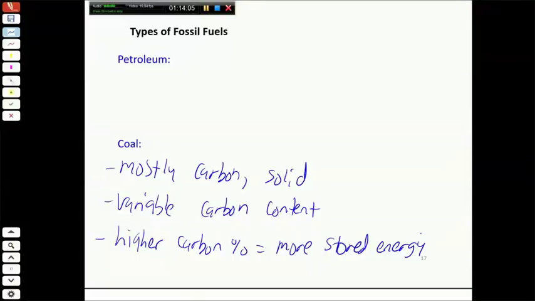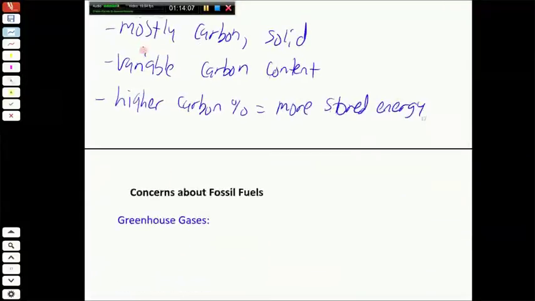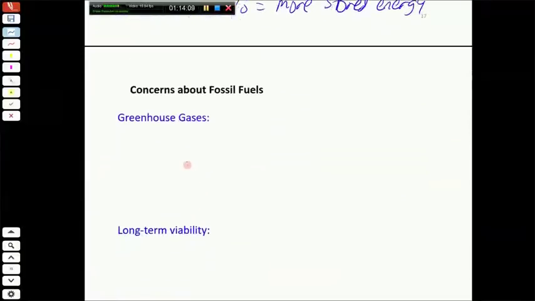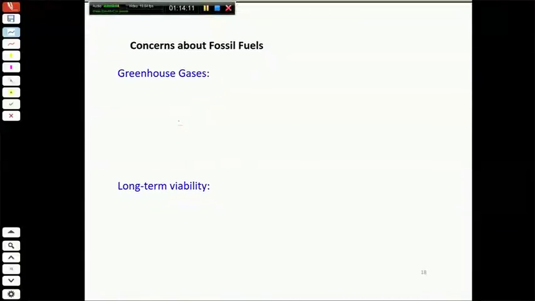Now, of course, as you may be familiar with, there are some concerns about our continued use and dependence on fossil fuels. So fossil fuels have been around for hundreds of years now in use, but there's some concerns. One of those is greenhouse gases. These are things like water vapor, and then methane. And the big one that comes from fossil fuels when you burn them is CO2.